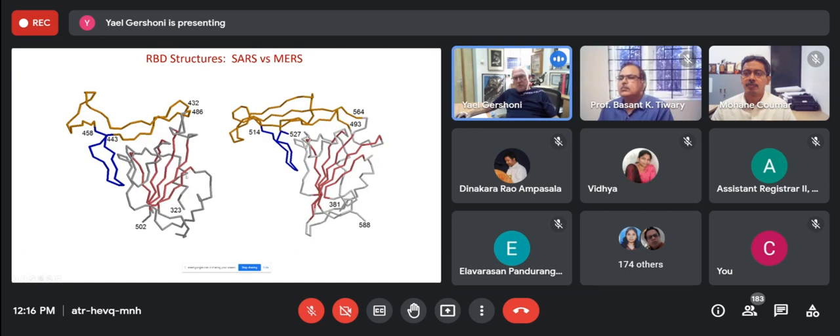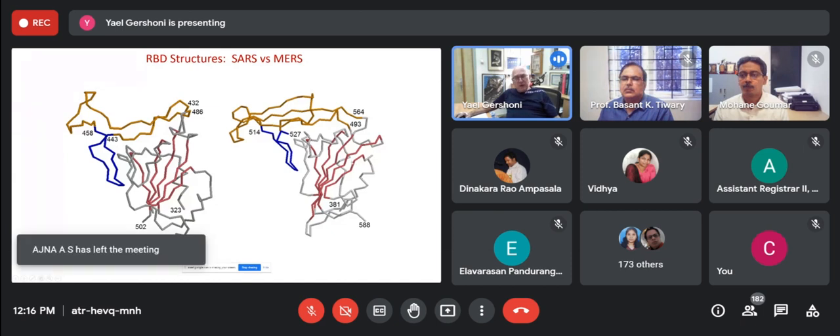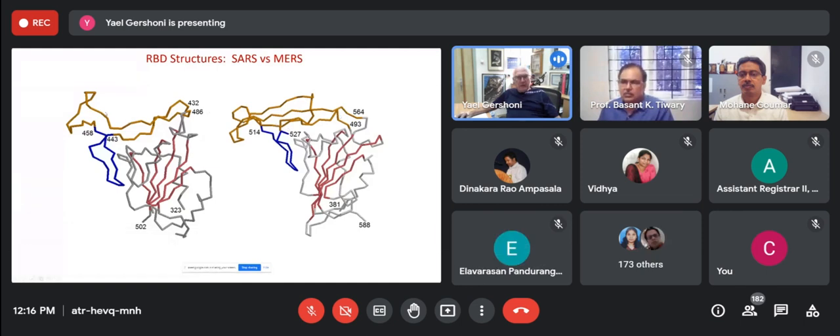So if you look at the two structures, here is SARS, here on the left, and on the right you see the structure for the MERS RBD. Now, there are a lot of similarities. You can see we have the 5 beta strands that stabilize the cores. And then you have the RBM here in yellow or gold. They both have. And then you have the anchor loops in blue.